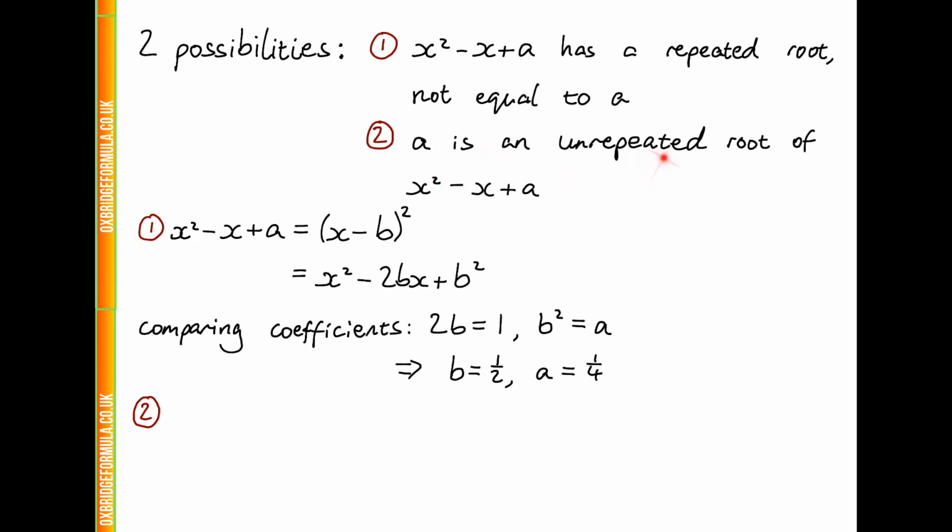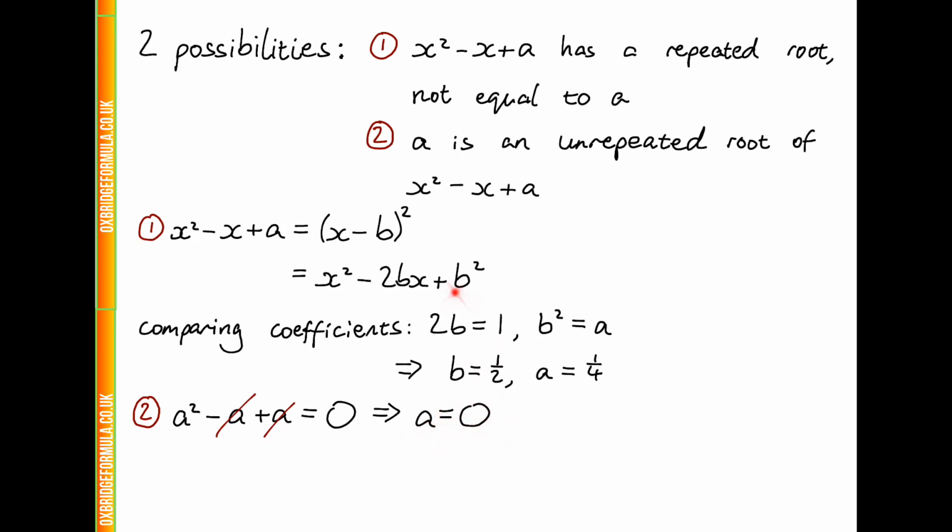We want a to be an unrepeated root of x squared minus x plus a. So what does it mean if a is a root of this expression? Well, it means if we plug in x equals a to this expression, then it will equal 0. So what we're saying in case 2 is that a squared minus a plus a equals 0. Now minus a and plus a just cancel out. So case 2 only happens if a squared equals 0, and the only time that happens is if a equals 0. However, we need to check that this gives us an unrepeated root, otherwise we might have the case where a is the only solution to the overall equation.